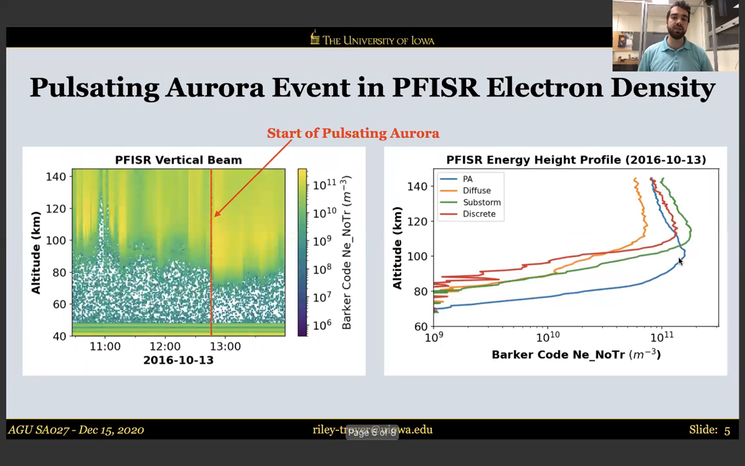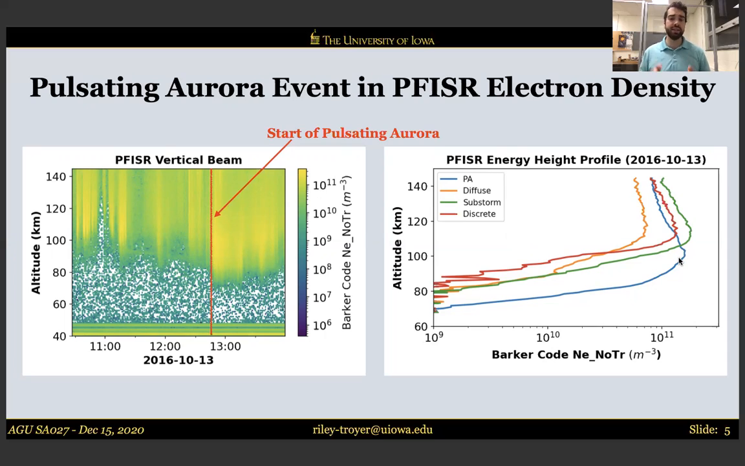The way we're studying this is with the Poker Flat Incoherent Scatter Radar, which is basically a giant radar array that fires a beam up into the atmosphere. It measures the backscatter. From that backscatter, it gets a variety of parameters, but the one we're interested in is the electron density. I've plotted the electron density for a specific event on the left figure as a function of both time and altitude. You can see right at the start of pulsating aurora, marked with the red line, an increase in density at lower altitudes, indicating that high energy particles are precipitating into the atmosphere.